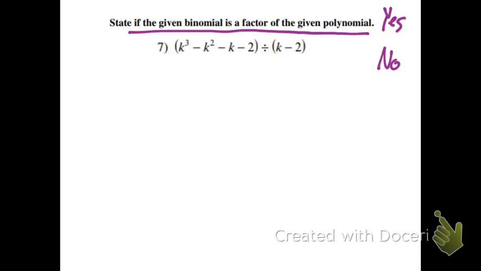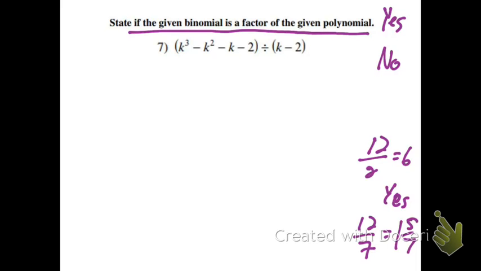So it'd be like saying this, 12 divided by 2 is equal to 6. Is 2 a factor of 12? Yes. What about 12 divided by 7? That's equal to 1 and 5/7. Is 7 a factor of 12? No, because there's a remainder.